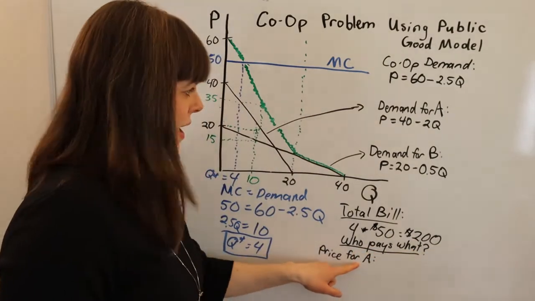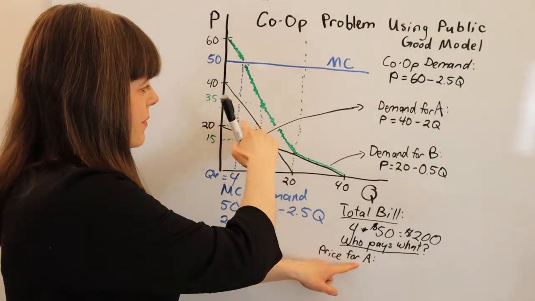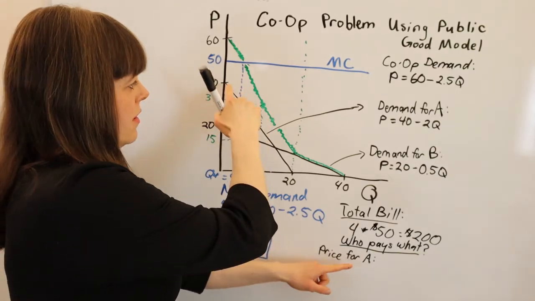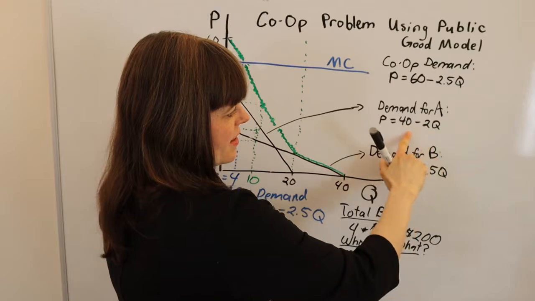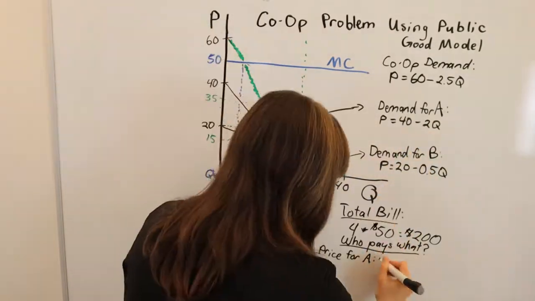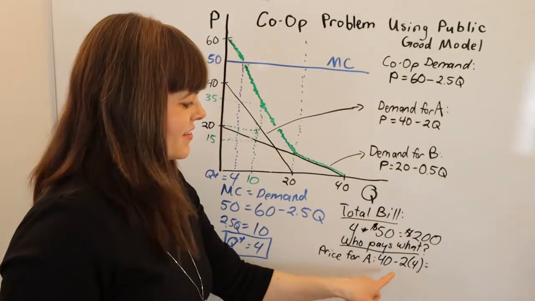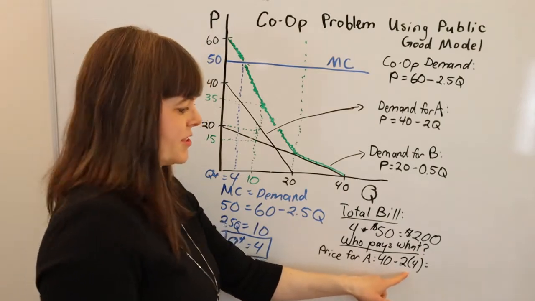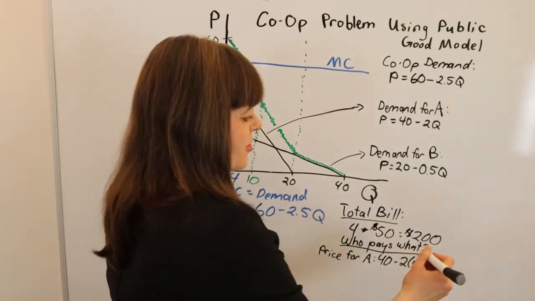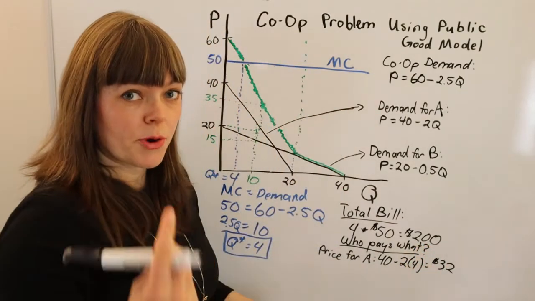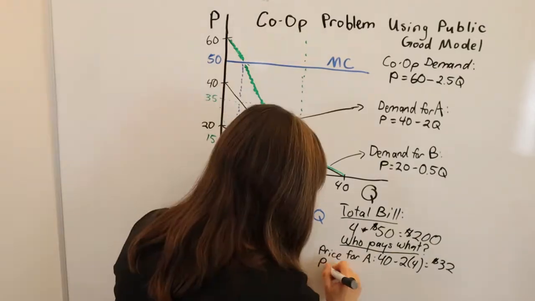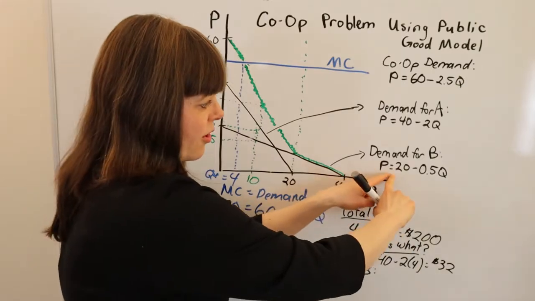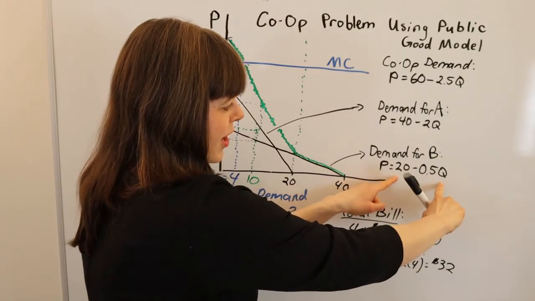The price for firm A is determined on the demand curve at that 4. So it's going to be this price. So we plug the optimal quantity into the demand curve for firm A. And that gives us 40 minus 2 times 4, which is 40 minus 8, so $32. And that's per module. Let's do the same thing for firm B, again going to our demand curve and plugging in our optimal quantity.